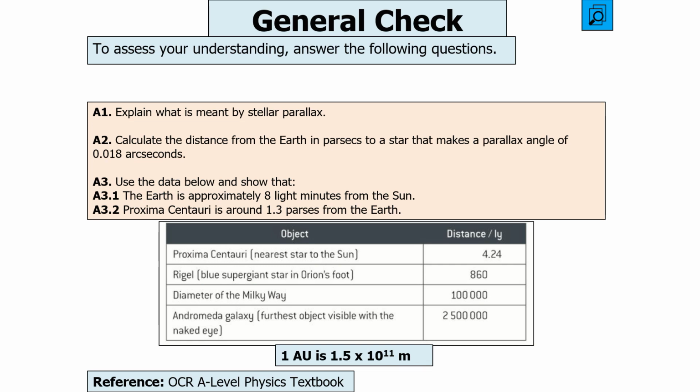The next question says, firstly, explain what is meant by stellar parallax, then calculate the distance from the Earth in parsecs to a star that makes a parallax angle of 0.018 arc seconds. Then use the data below to show the Earth is approximately 8 light minutes from the Sun, and then Proxima Centauri is around 1.3 parsecs from the Earth. So pause the video now, then unpause the video when you want to go through your answer.